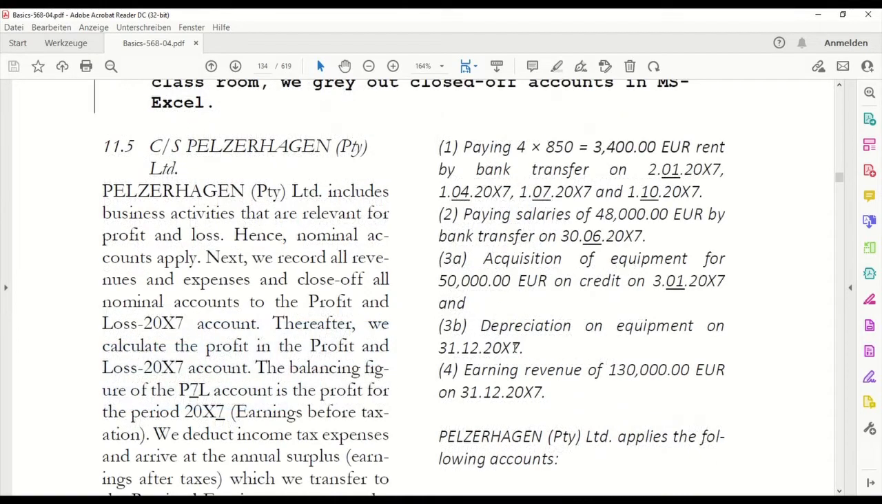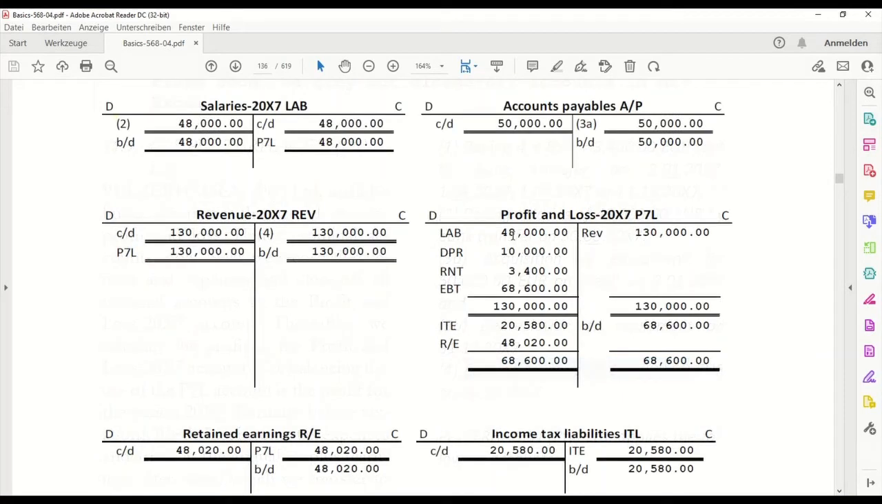Furthermore, we have to consider a few bookkeeping entries. One of them is for rent to the extent of $3,400. The next one is for the salary, $48,000. The acquisition of equipment, $50,000, which is on credit, and depreciation. The company will earn a revenue to the extent of $130,000. Taking this into account, we arrive at the profit and loss account for 2007.